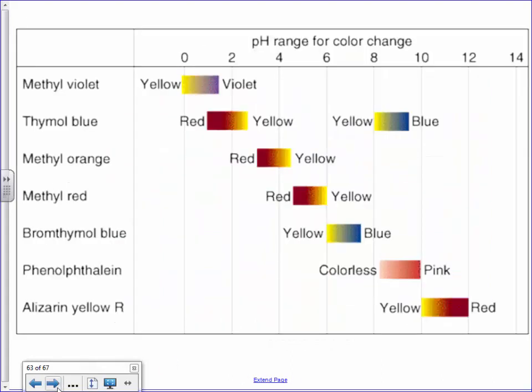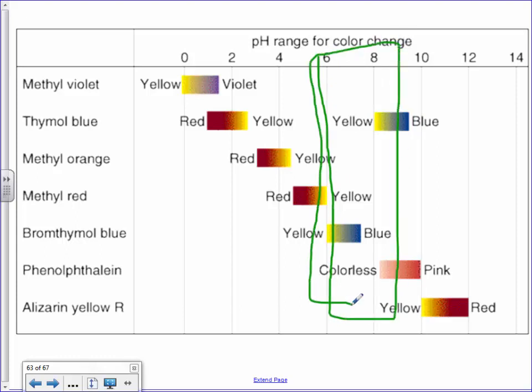Here's just a picture of all the different indicators you could use. Basically, so long as the indicator changes color in roughly this sort of spectrum, it's useful. So hence, that's why, again, phenolphthalein, that's why we use it.